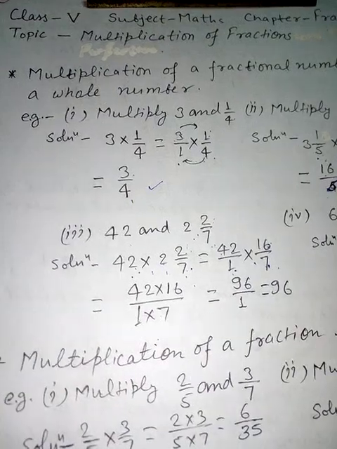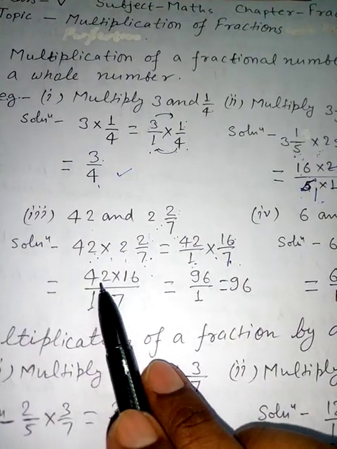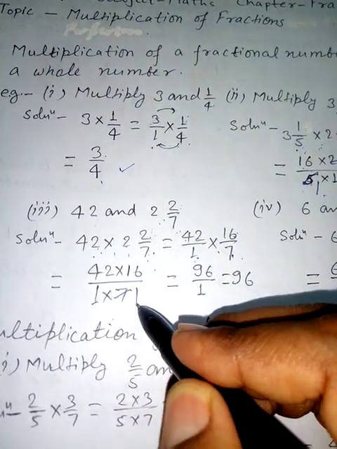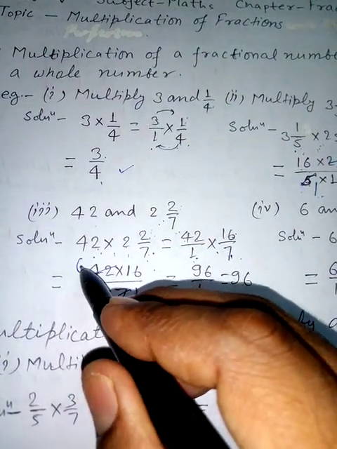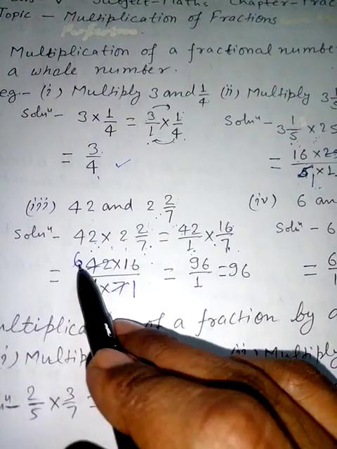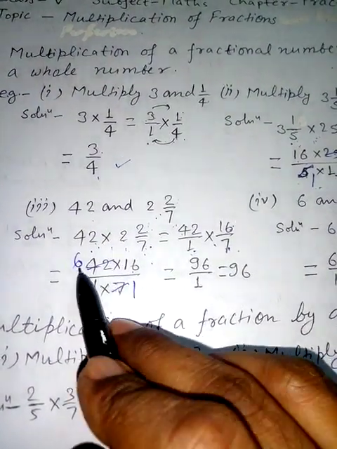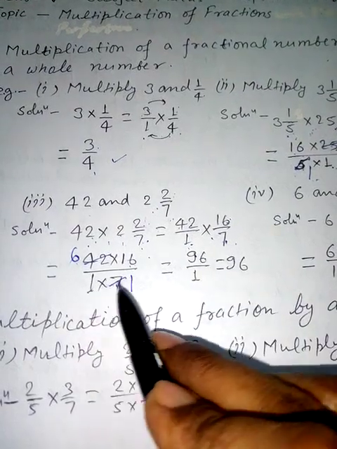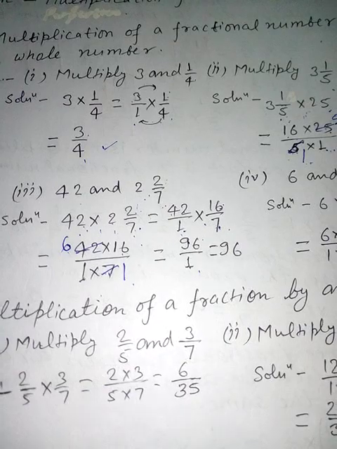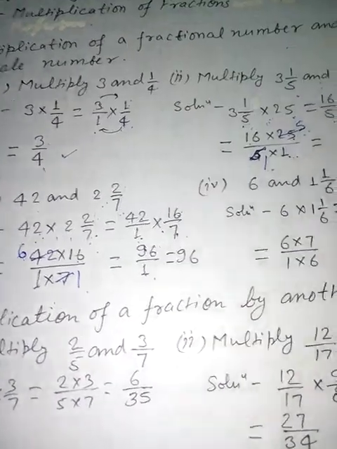So it is 96. How is it 96? 7 ones are 7, 7 sixes are 42. So it is reduced, and now 16 sixes are 96. So 1 one is 1. 96 by 1 can be written as 96.